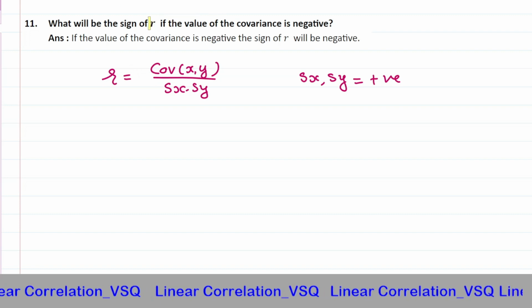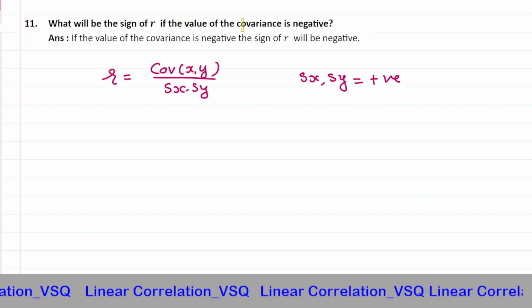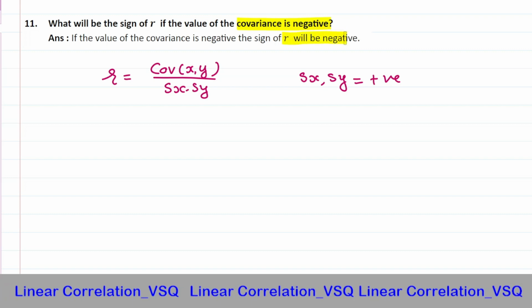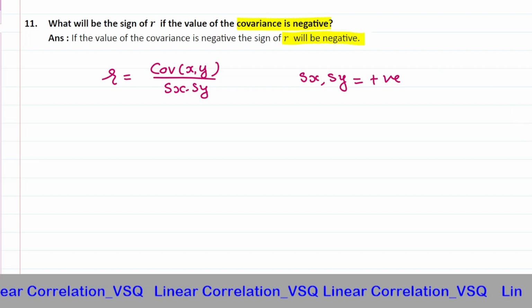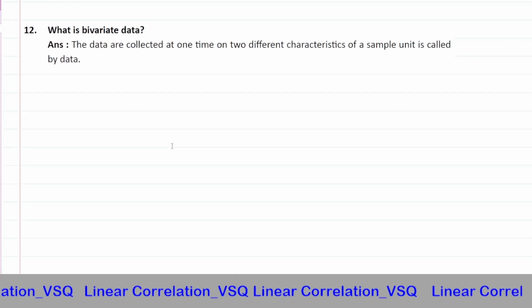In this question, if the value of covariance is negative, then the value of R is also negative. R will be negative because the value of R depends on the sign of covariance of xy.